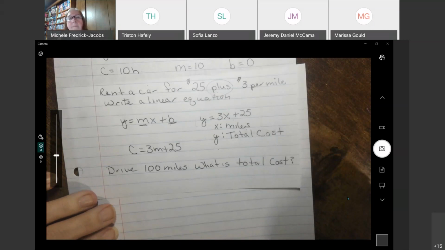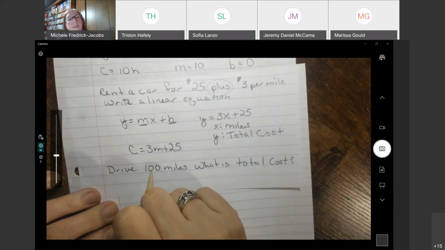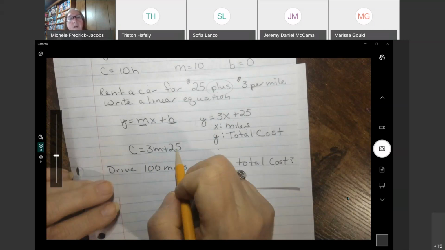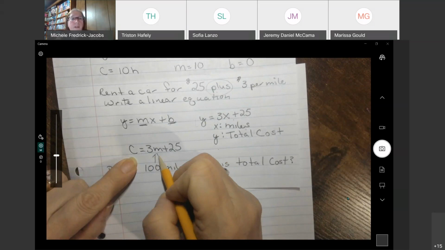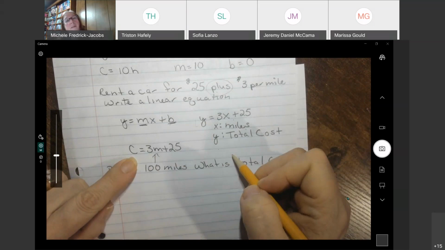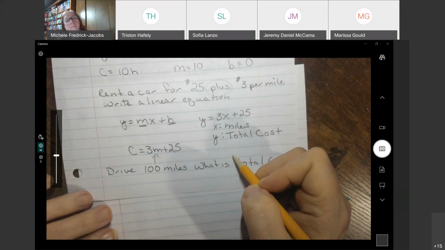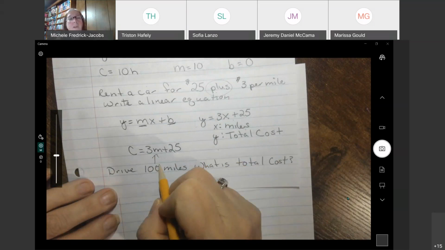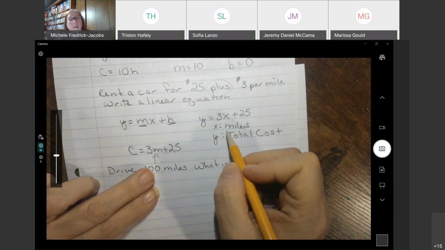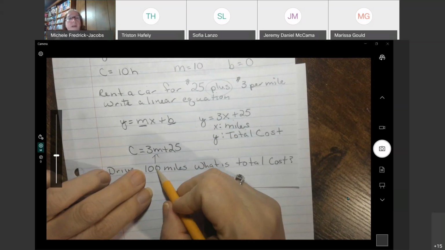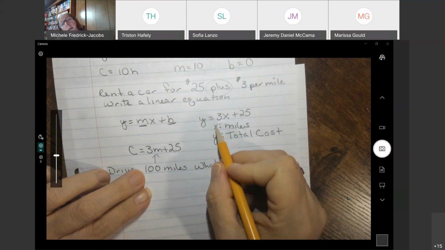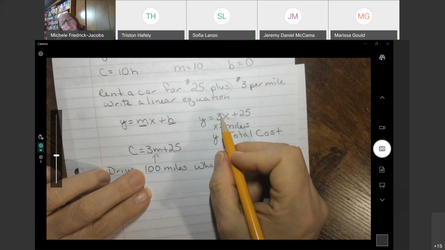Well, you have to decide whether you're plugging it in for X or Y. If you're using this one, it's easier to see. This is miles, it's going in for M. How did you get 325? Okay, so we're going to plug the 100 in. Depending on which equation you're using, if you're using this one, M stood for miles. If you're looking at this one, miles was the X. So it's going in for X.